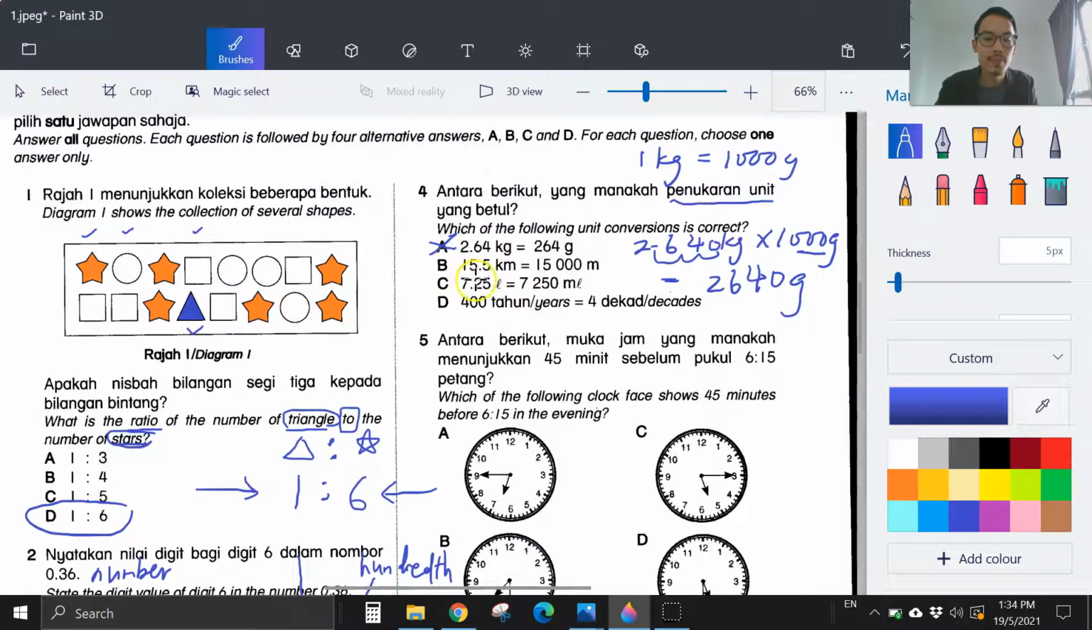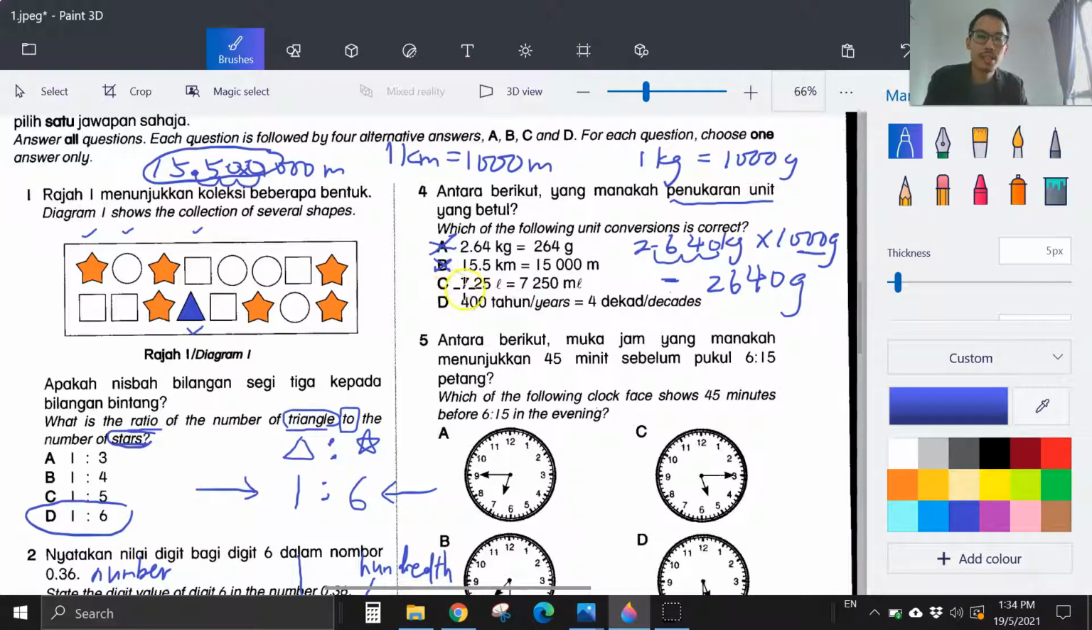B, 1 km is 1000 meters. So 15.5 km, if you times 1000, you move 3 times: 1, 2, 3. You need to add 2 zeros behind. So it should be 15,500 meters. So B is also wrong.